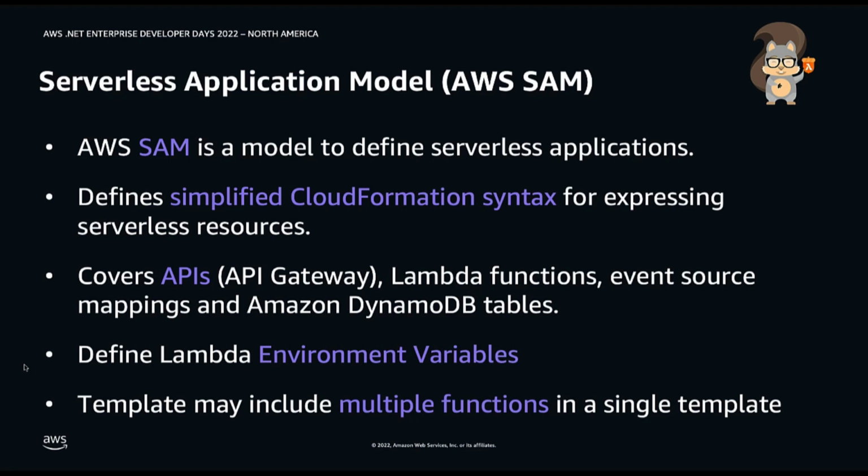The Serverless Application Model uses a simplified CloudFormation syntax to define a serverless application that comprises resources such as functions, APIs, and a DynamoDB table if you need one for your Lambda project, and it also allows you to easily define their event sources. It provides an easy way to define environment variables and allows you to embed multiple functions in a single template. And of course, being CloudFormation, you can embed any other resources that you need in the same template. Basically, it's a CloudFormation template.